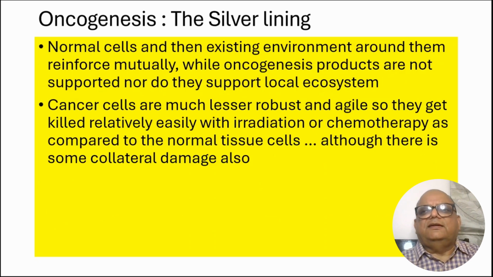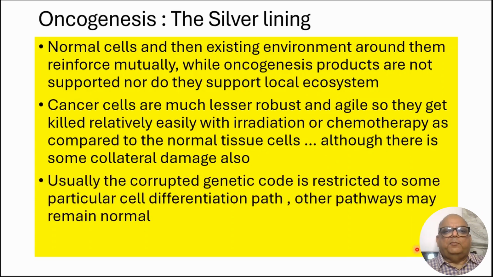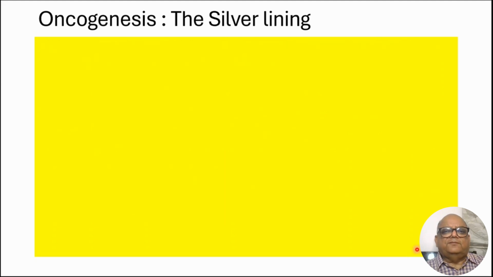And normal cells and the existing environment around them will reinforce each other mutually, while oncogenes' products are not supported, nor do they support the local ecosystem. So they are the odd man out. The ecosystem does not support them, and they do not support the ecosystem either. So they can get identified very easily, and they can be isolated relatively easily. So that is what normally tends to happen. And usually the corrupted genetic code is restricted to some particular differentiation pathways, while the other pathways may still remain normal in the genetic activity.